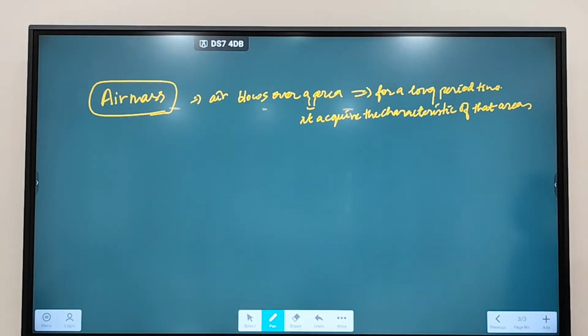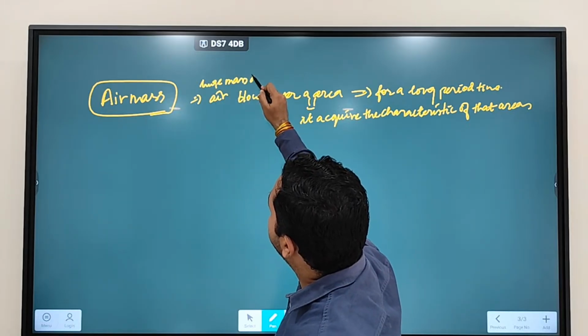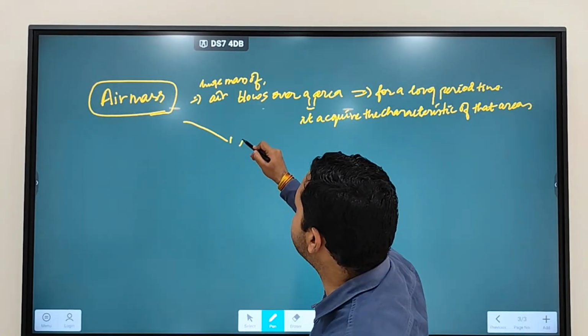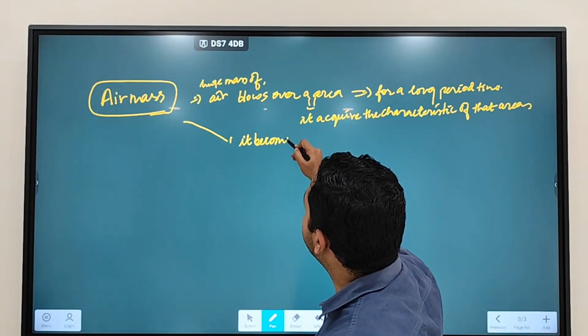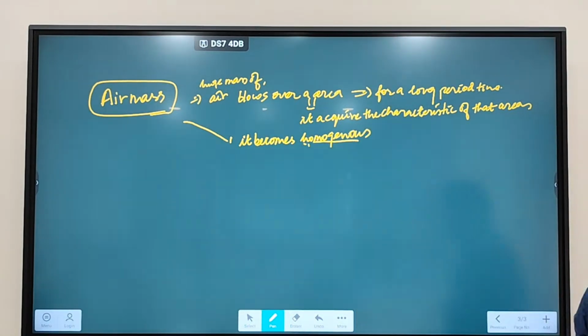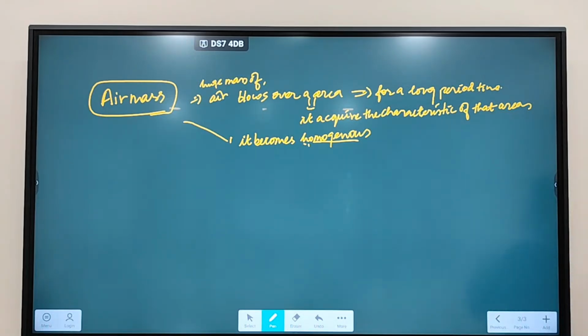Clear? What is air mass? When a huge mass of air blows over an area for a long period of time, it acquires the characteristic of the area, and that's why it becomes homogeneous in nature. Homogeneous means what? Similar type of character, similar type of things. Heterogeneous means different things you are mixing. Homogeneous means similar things. So when it acquires the characteristic of the area, all air will have similar characteristic.